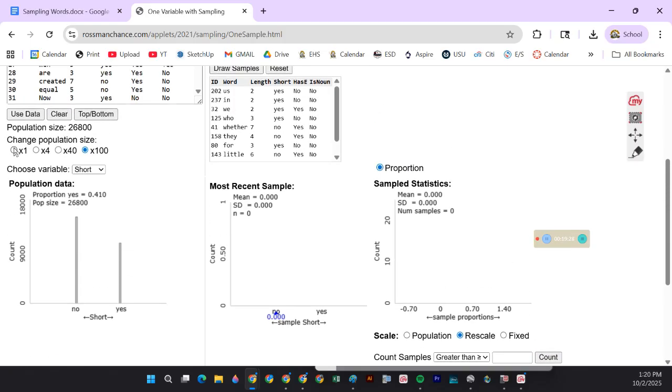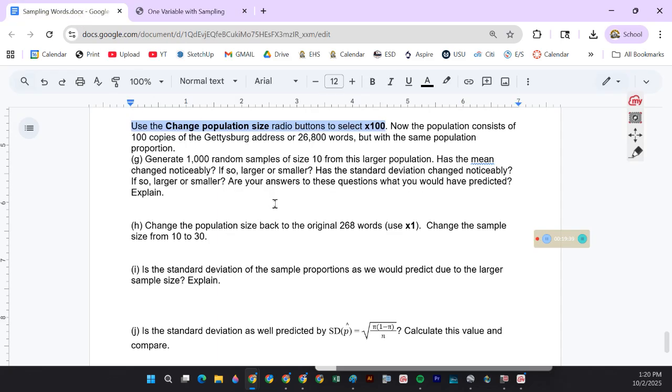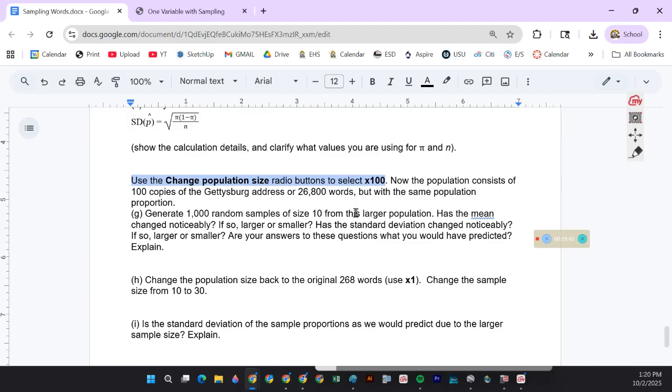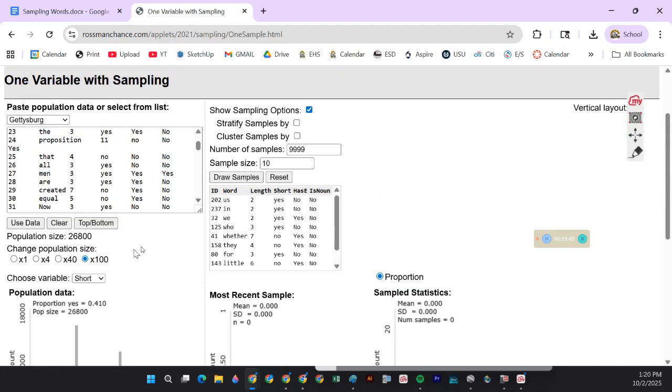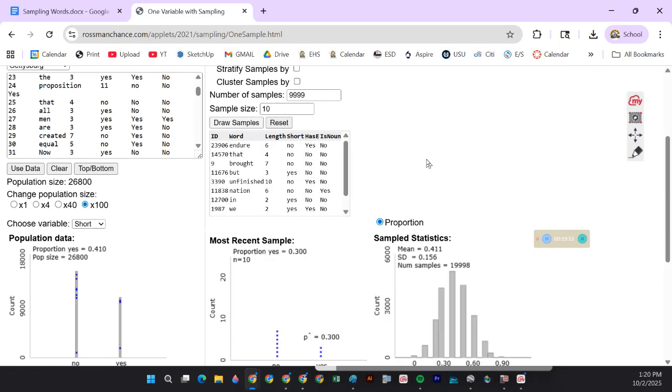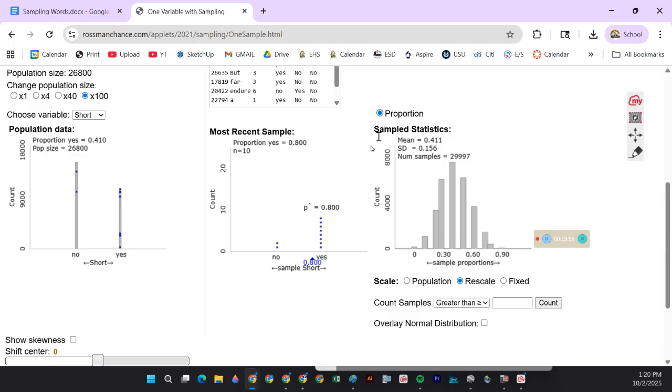So if I click this and this, what changed? Just the y-axis, the population size. Okay? All right. So if I go to 100 and I draw the samples, did anything change over here? No. The average is still 0.411 and the SD is still 0.156. Okay? So, what does that mean?